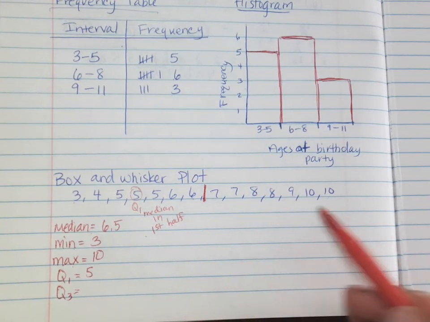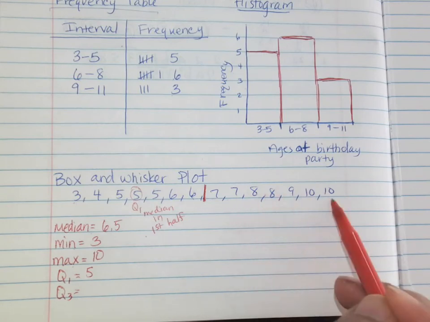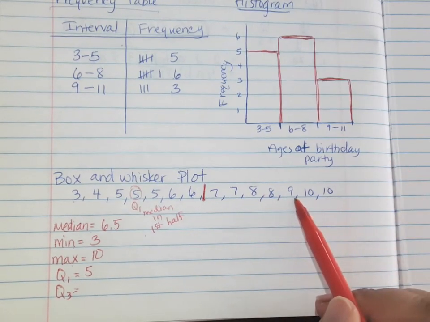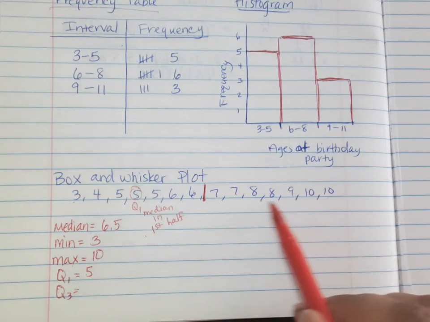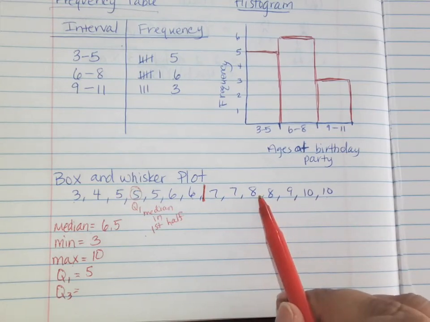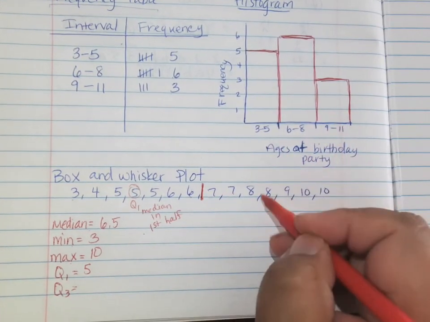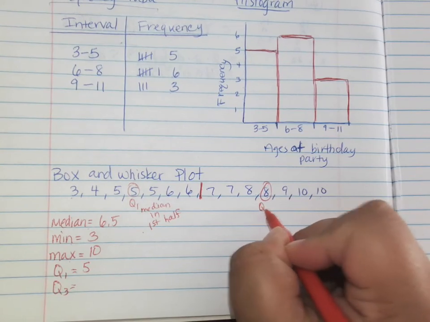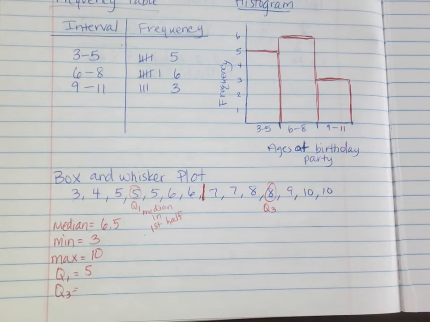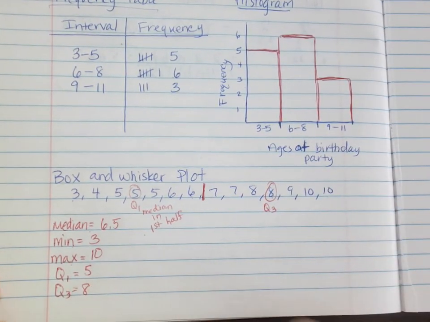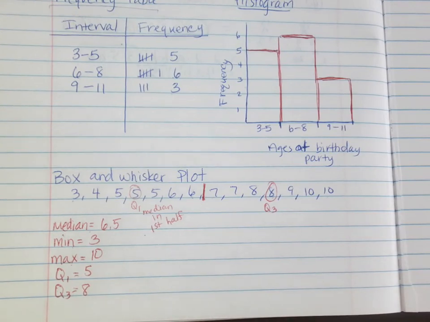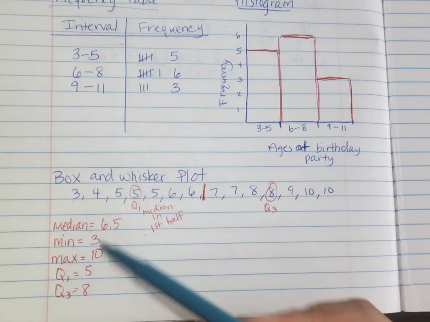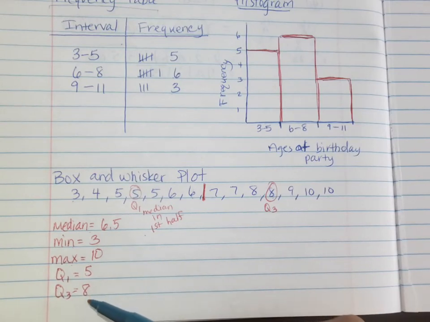Same thing with Q3. We look for the median here. So the middle here is the 8. So that's Q3, that's the middle in the second half. And now we're ready to plot. So we have all our numbers. These are the 5 things you need to draw it.